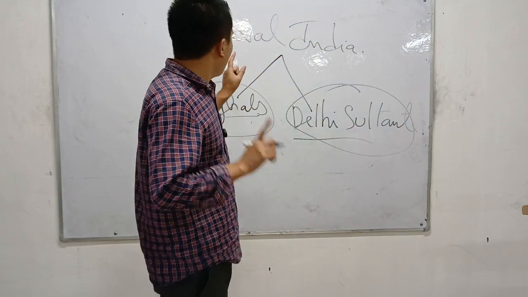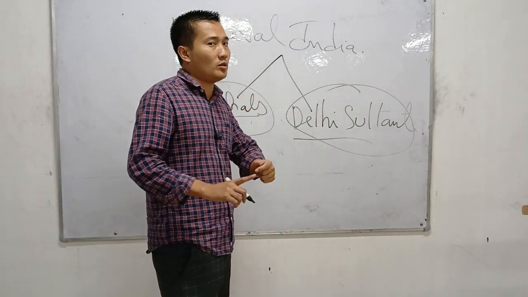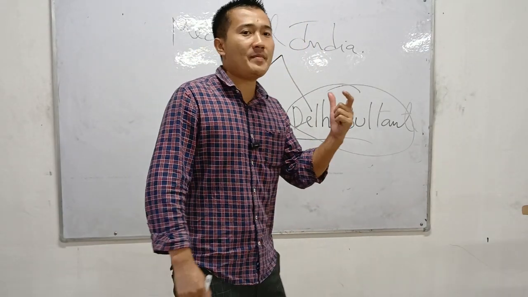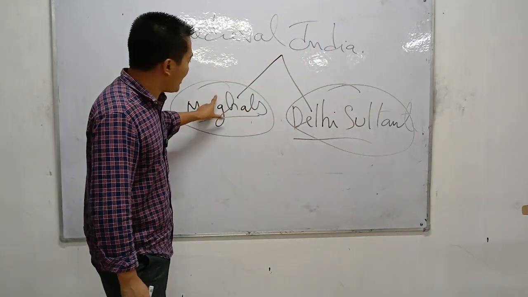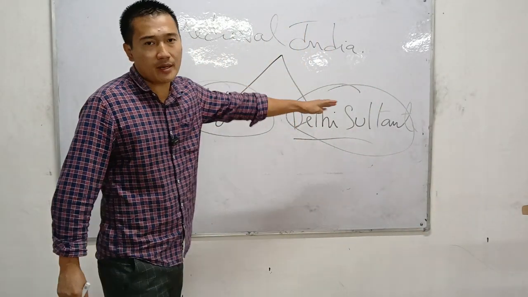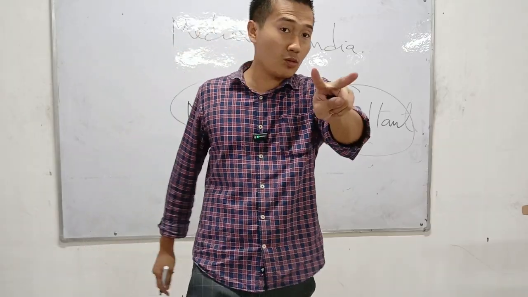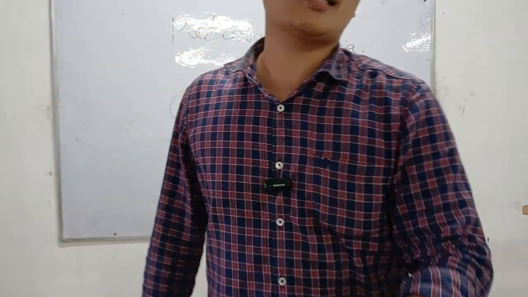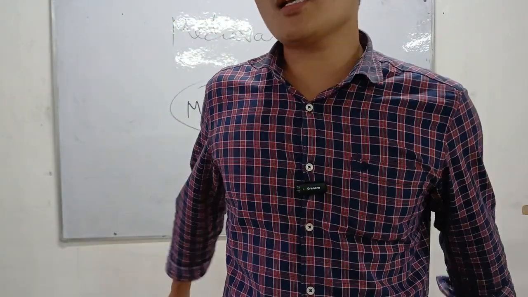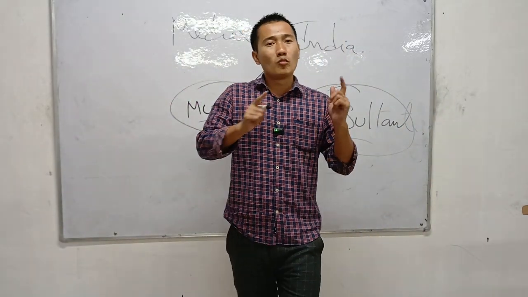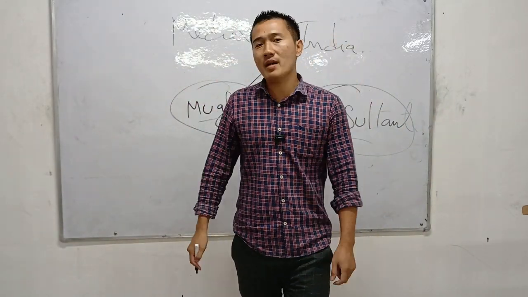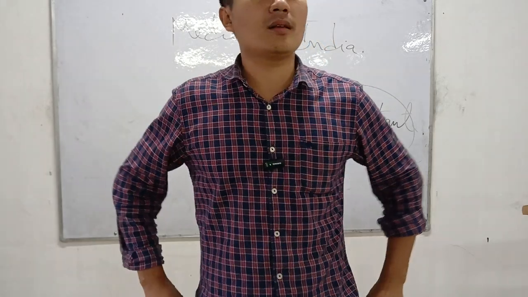Medieval India has been divided into 2 categories: early medieval and late medieval. The late medieval, from the 13th to the 18th century, is just 2 topics: Mughals and Delhi Sultanate. But today, I am going to discuss the early medievals and how the Muslims captured India. Remember, medieval India is all about the coming of the Muslims.